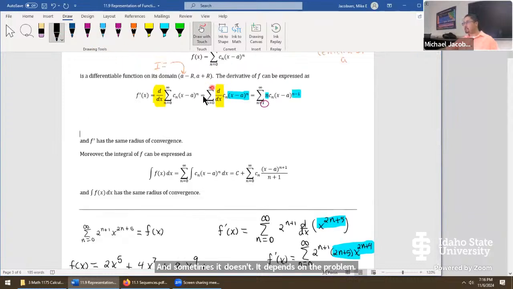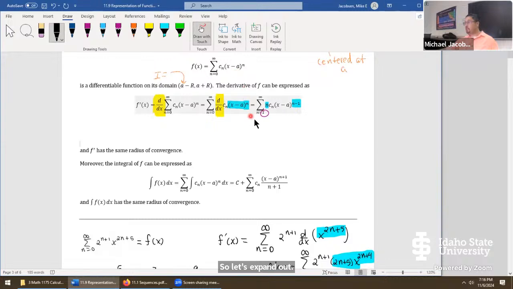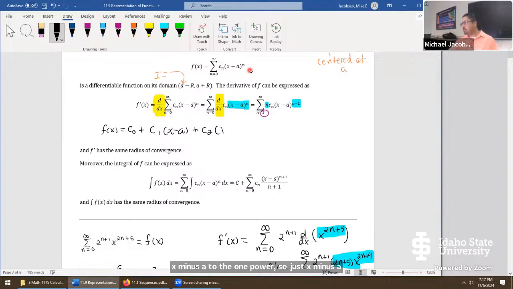So let's expand out this one as a power series to resolve the issue down here. If we expand out this f of x would be equal to, plug in 0 and we get c0. And now 0 here for the power gives us x minus a to the power 0. It's just a 1. Plug in a 1, we get c1, x minus a to the 1st power, so just x minus a. And down the line, c2, x minus a squared, c3, x minus a cubed, and so on.